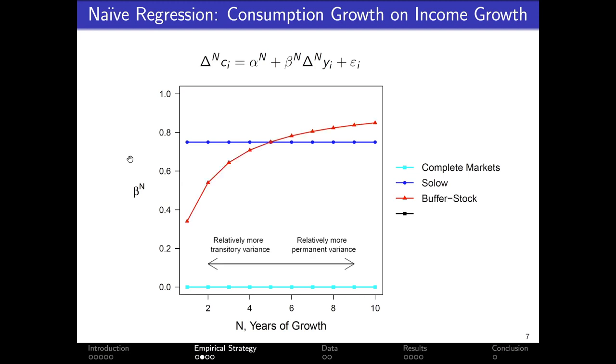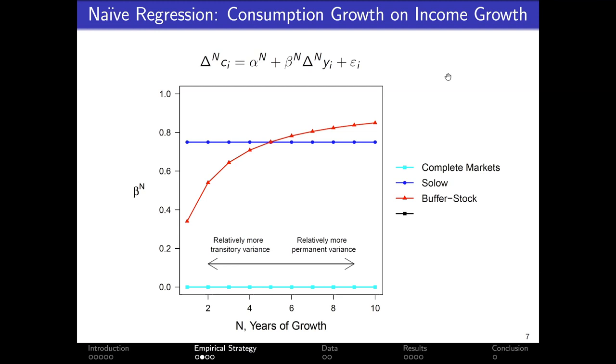Buffer stock or permanent income hypothesis type models are going to end up looking like this. This is essentially because if you regress change in consumption on change in income over 1 year, you're really getting a lot of transitory variance, whereas if you look at it over 10 years, you're really picking up mostly permanent variance. Because in these models you can smooth over most of the transitory variance, you get a lower number here, and it will asymptote towards one as you go out to infinity.